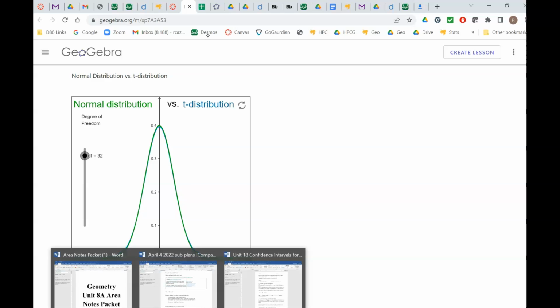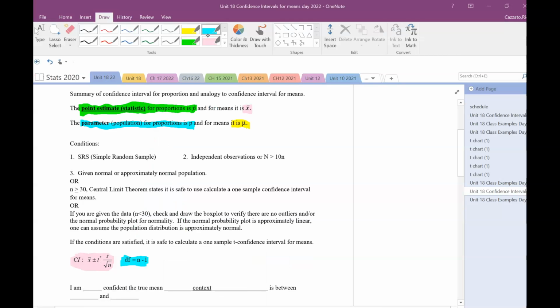So if I go back to your worksheet or your handout, one of the conditions is n is bigger than 30, because as you just saw, those curves became pretty close to each other. So we'll talk about that more later.